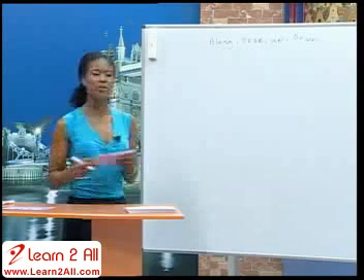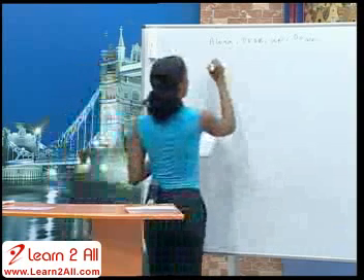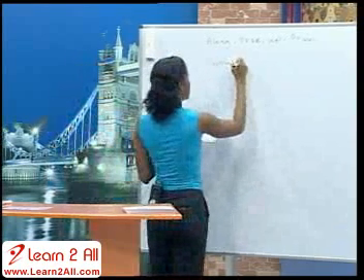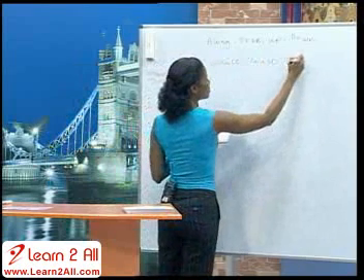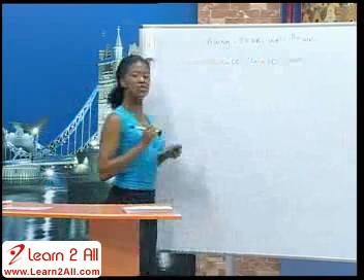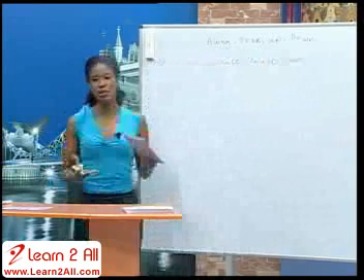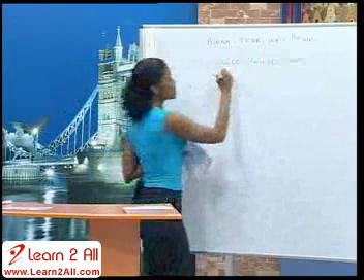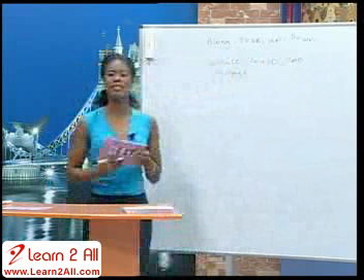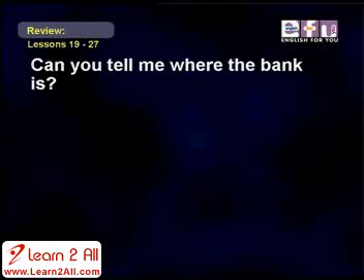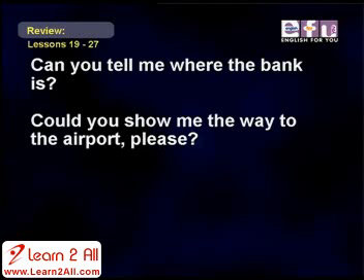Okay, we can begin questions with would, could, can. These are ways to ask polite questions. And of course, you add please to make it even more polite. Let's look at some examples. Can you tell me where the bank is? Could you show me the way to the airport, please?